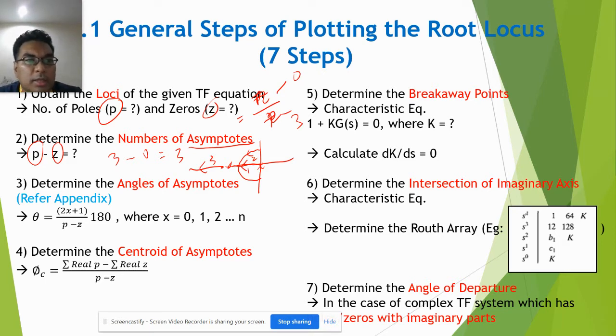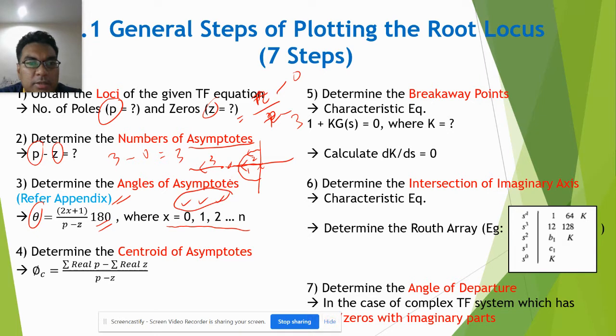The next one is to determine the angle of asymptotes. At the end of the slide you can refer to the appendix for more details. The equation is theta equals (2x plus 1) divided by (p minus z), multiplied by 180. The x is taken as 0, 1, 2 and so on. For example, if you have 3 asymptotes, you must consider the calculation for x equal to 0, 1 and 2 only.